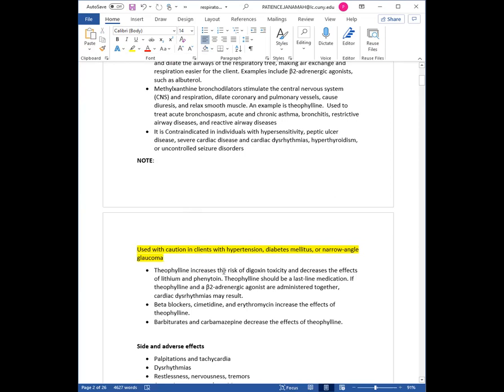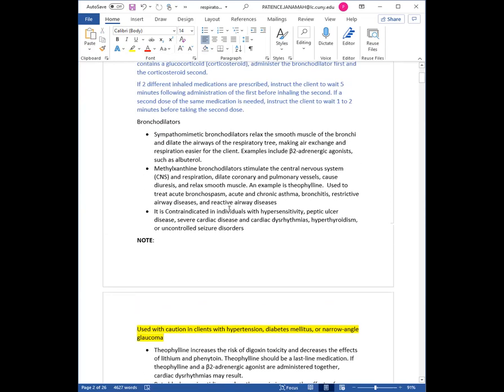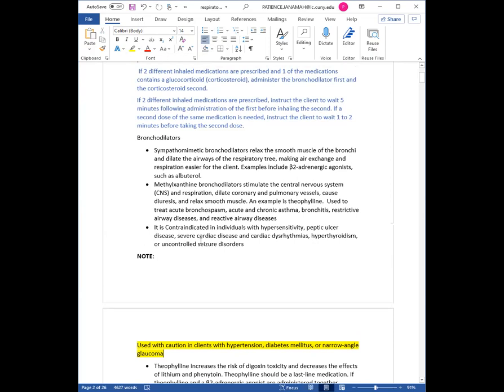So theophylline increases the risk for digoxin toxicity and decreases the effect of lithium and phenytoin. So if a patient is taking theophylline, I think I jumped that portion, but theophylline is one of the medications. It's a methylxanthine bronchodilator. Theophylline is a bronchodilator. So it stimulates the central nervous system and respiratory system. It dilates coronary and pulmonary vessels, causes diuresis, and relaxes smooth muscles. So the example is theophylline.